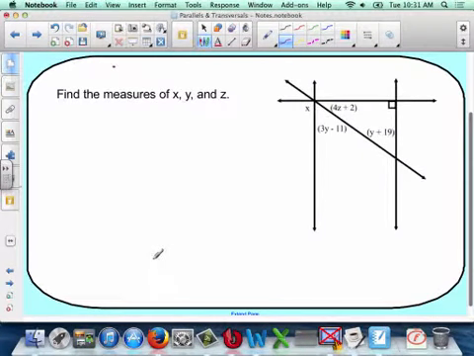All right, so here we go. Find measures of x, y, and z. Got to find the measurements of all three. All right, so tell me some things you guys notice. Tell me what you notice. The 90-degree angle. Where? The top right line. So I got 90 degrees here.